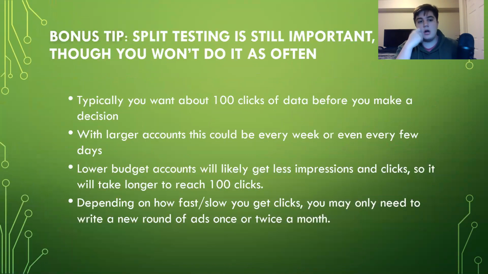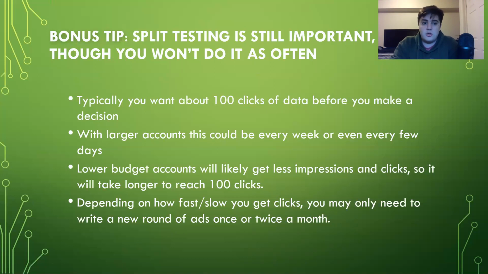And so that's kind of a bonus tip. A little bonus tip is that split testing is still important for smaller accounts, but in smaller accounts, you're not going to do it as often. And remember what Seth said, typically you want 100 clicks before you make a decision of what ad to keep and what to toss. With larger accounts, this could happen every week or even every few days, and you do it then. Now, lower budget accounts obviously aren't going to get as many clicks or have as high a volume of traffic, so it'll take a lot longer to reach 100 clicks of data. So depending on how fast or slow you get clicks, you might only need to write a new round of ads once or twice a month.